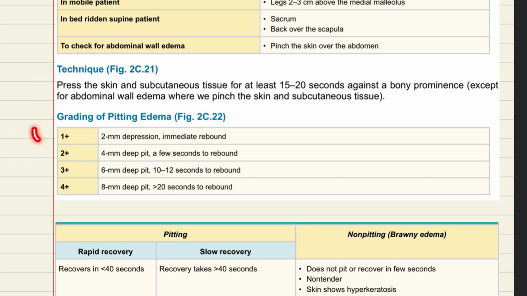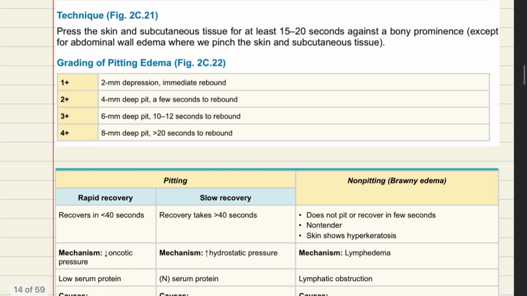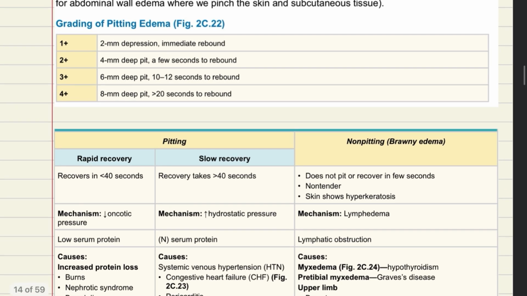Now coming to the grading of the pitting edema, I am talking specifically about the pitting edema, not the non-pitting, because in non-pitting there is no depression, so we cannot tell what is the grade. So in the pitting edema, what are the grades? There is 1 plus, 2 plus, 3 and 4.